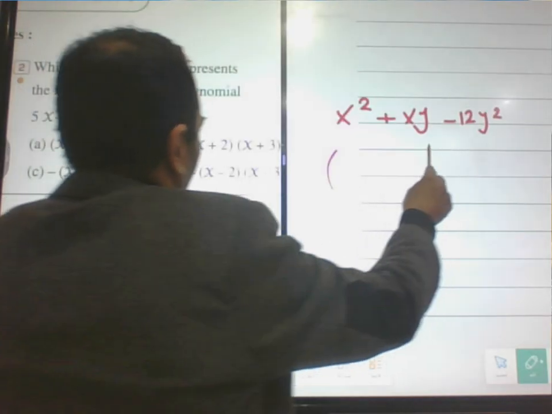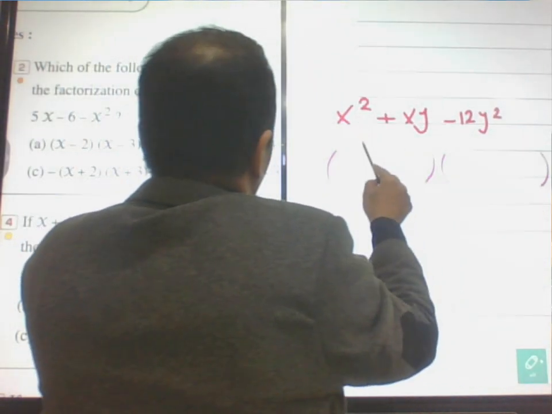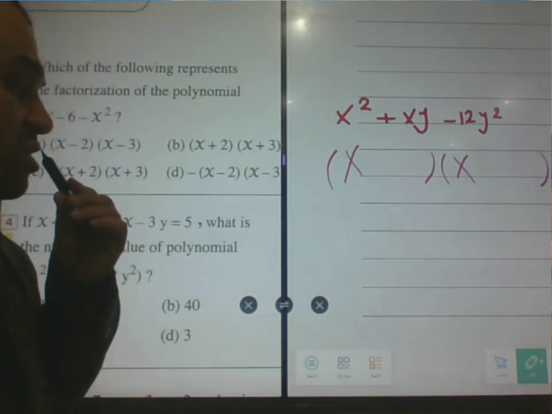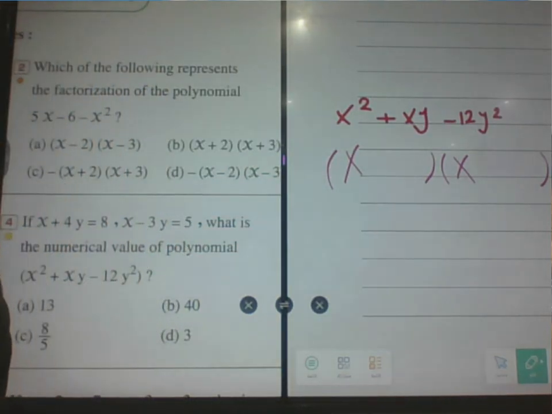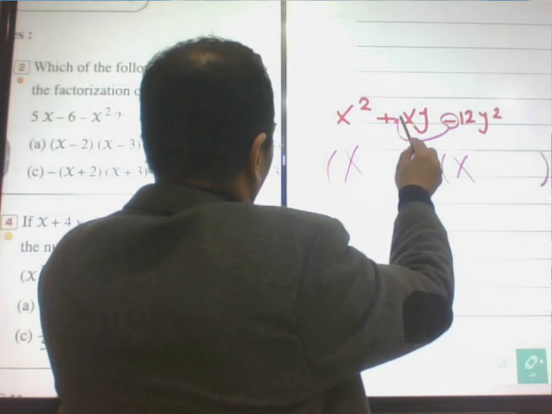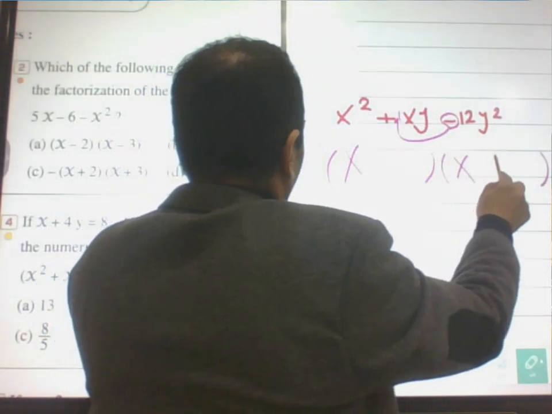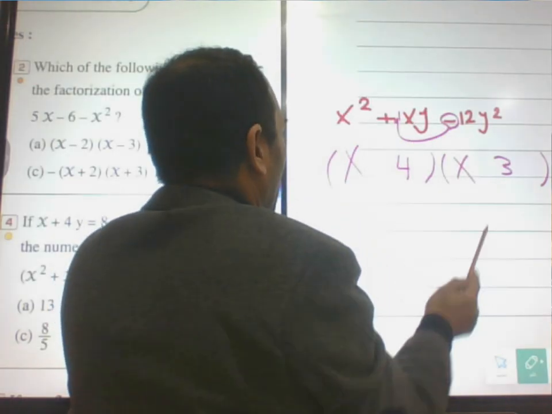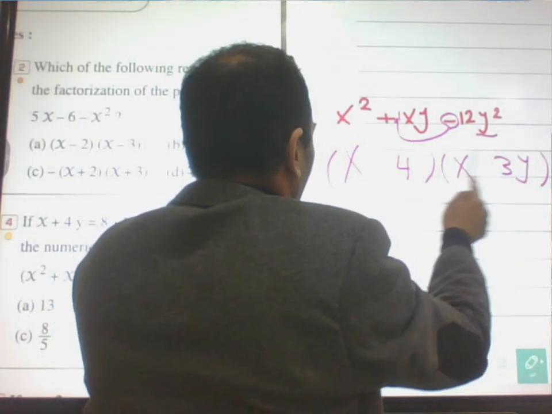I will open two brackets. X power 2 is equivalent to x by x. We want two numbers whose product equals 12, and the difference between them equals 1, the coefficient of x here. We know 3 by 4 equals 12, and the difference between them equals 1. And y power 2 equals y by y.